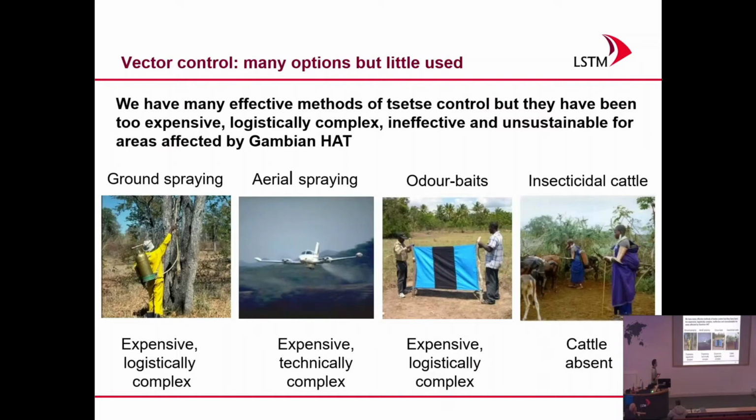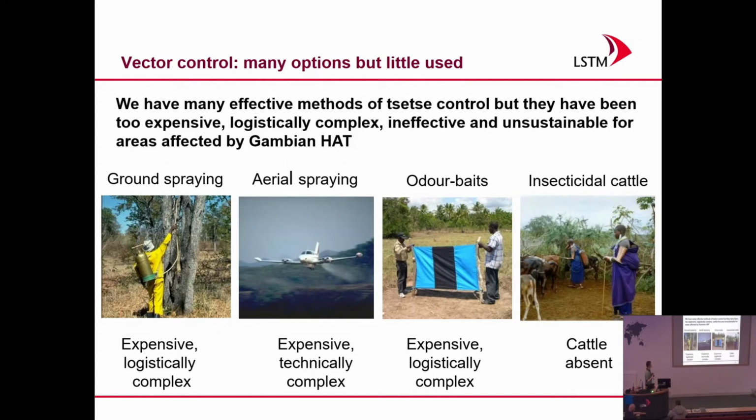And then in terms of vector control, there are many options, but for Gambian HAT, very few of them are used. A number of different techniques have been used for Rhodesian HAT, so ground spraying, aerial spraying, odor baits, and insecticidal cattle. But these are not necessarily conducive to controlling the riverine vectors of Gambian HAT.